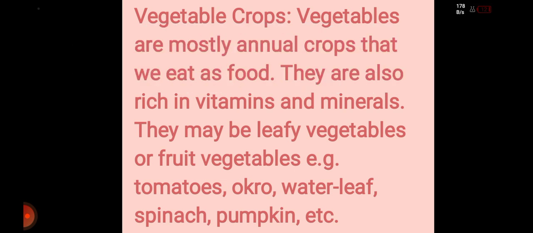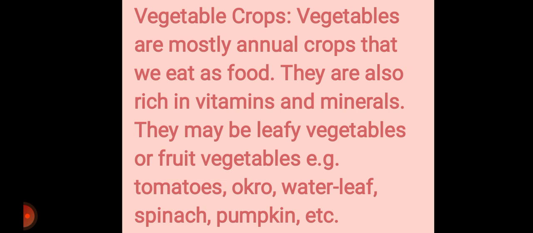We also have biannual crops. We were taught in class that bi means two. So biannual crops are crops that complete their season within 2 years. It might be 13 months, it might be 14 months, it might be 19 months, 20 months, but it must not exceed 24 months, which is 2 years.